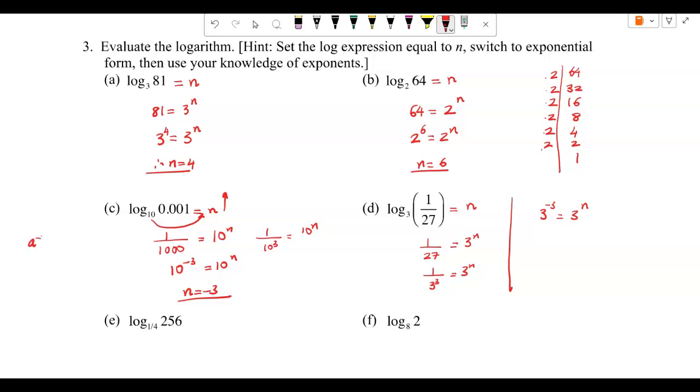Because a raised to minus n is 1 upon a raised to n. Indices, right. So you change the sign of the power. So what is the value of n therefore? So n is equal to minus 3. Equate the powers.